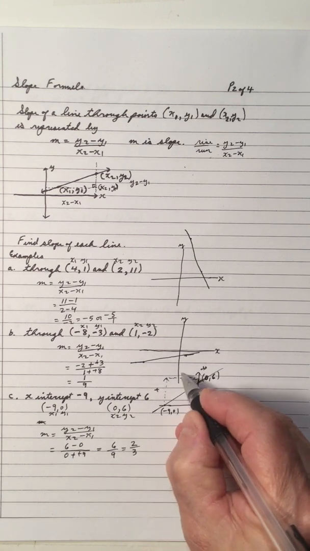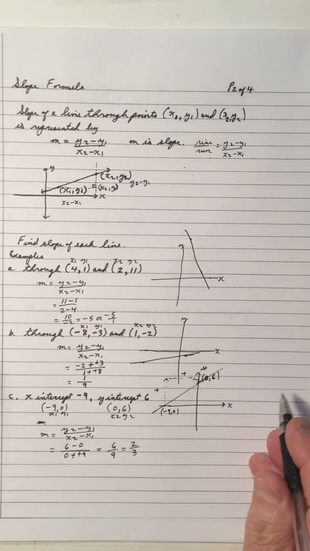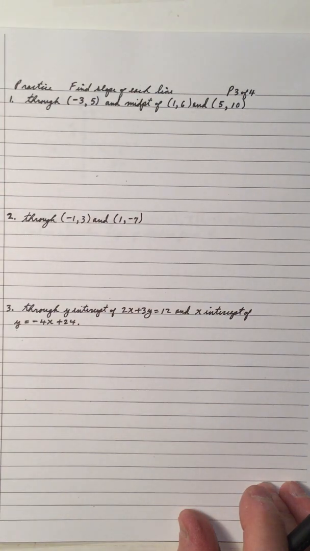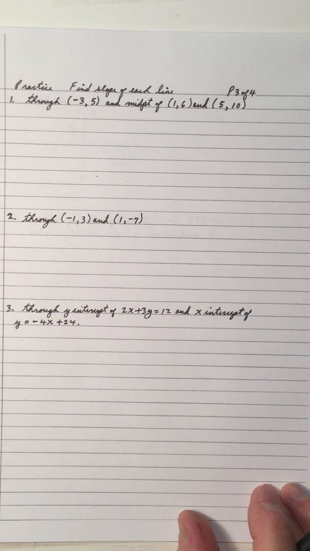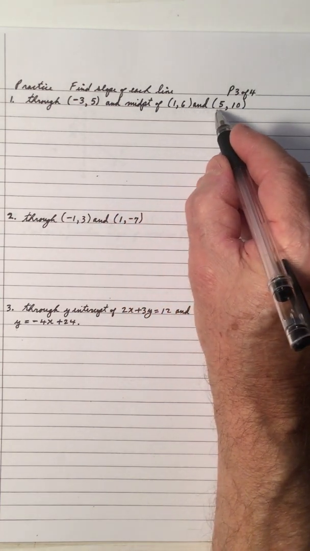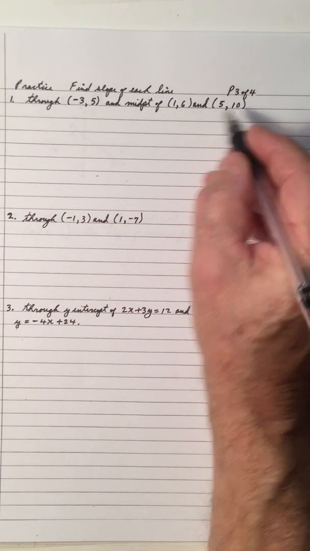Up is positive, to the right is positive, so you get a positive slope. Okay, let's continue. Practice. Practice means pause the video and see if you can get the answers to these right. Find the slope of a line through (-3, 5) and the midpoint of (1, 6) and (5, 10).